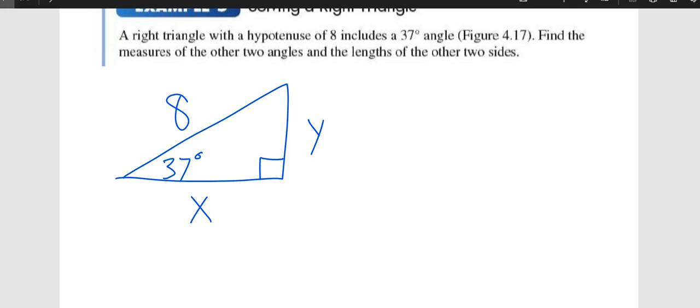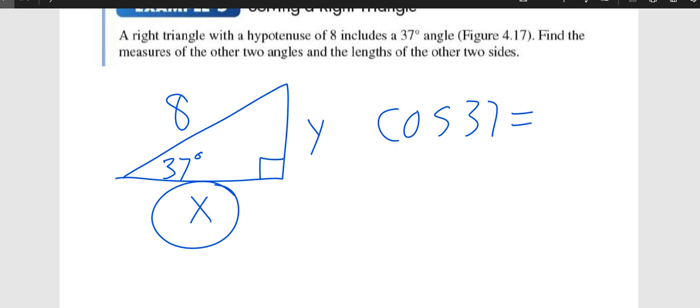All right, let's say we want to start with x. Which trig function do you think I should use? Any thoughts back here? Cosine? I heard cosine over here too, so you guys agree. All right. Cosine of 37 equals adjacent over hypotenuse.